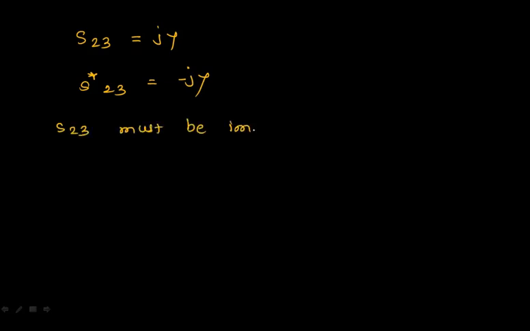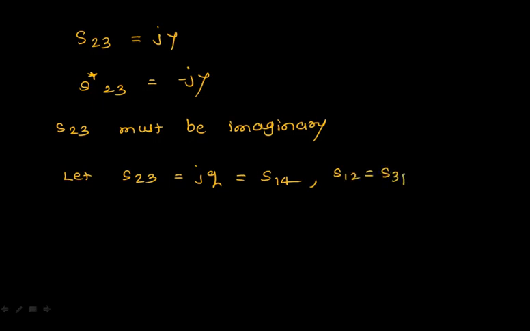So if this is 0, you can put S23 is equal to jy and S23 complex conjugate must be minus jy. So you can conclude that your S23 must be imaginary. Okay? So let S23 is equal to jQ. S23 is equal to S14, I can put it for S14 also. Now I'm just going to replace all the things we have got. We have already assumed S12 is equal to S34 is equal to P.